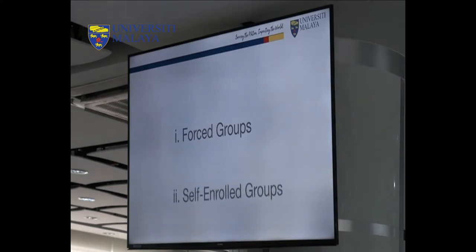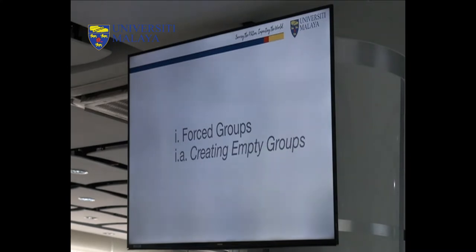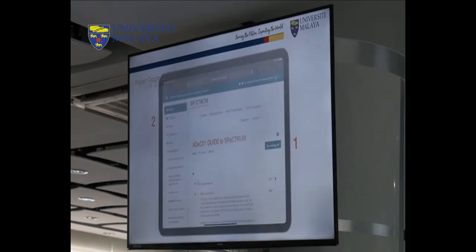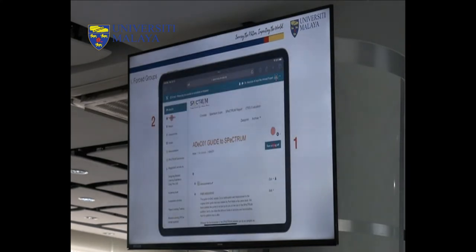So for the first group, how do you do it? Number one, which is very important and which I think most people forget, is that first you need to create an empty group. Without creating an empty group, you cannot force them into groups, or ask them to start enrolling themselves into groups. So first is to create an empty group. How do you do that? Again, go into Spectrum.